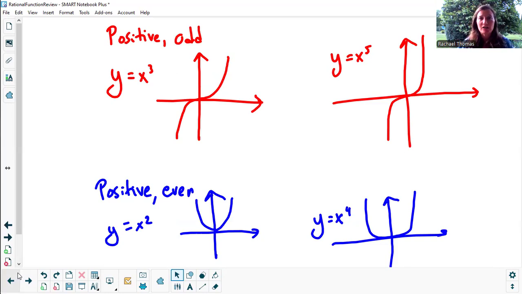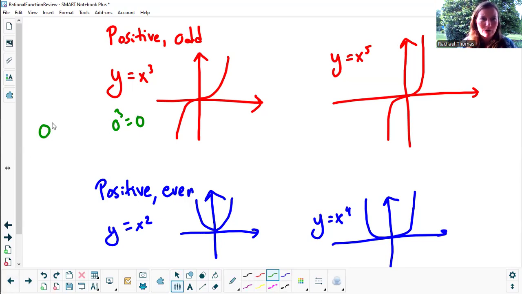are odd and even. If I have x raised to a positive odd power, I get something that looks like I'm doing the disco. One branch goes all the way up, the other branch goes all the way down, and all of these functions will go through 0, 0, and you can convince yourself why very, very easily. If I have 0 to the third, I get 0. If I put 0 into my function, I'm going to get 0 out.